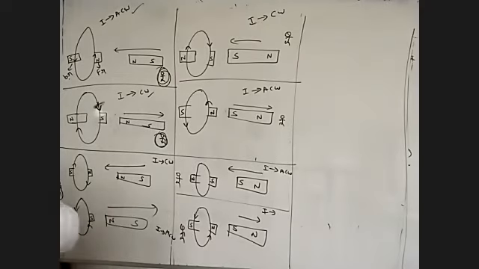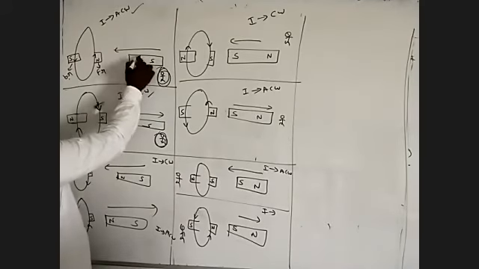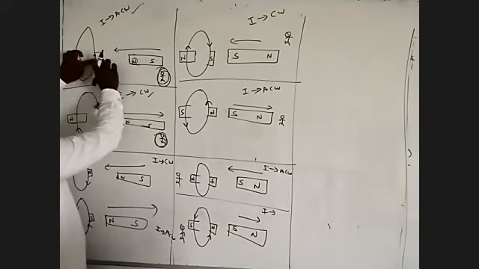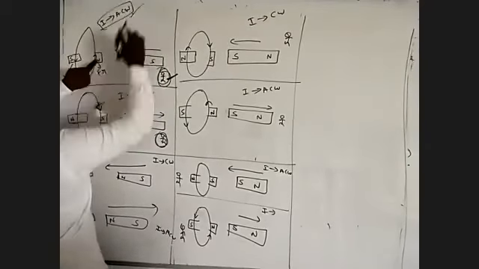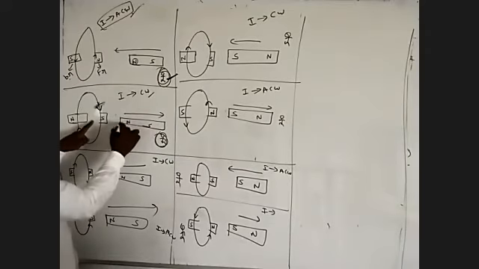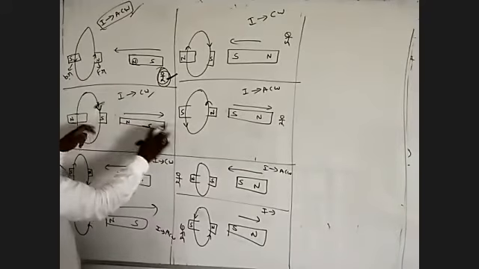Once again, you want to check clockwise and anti-clockwise. Now, the north pole of the magnet is moving towards this direction, which means this side acts as north and this side acts as south. North means the observer is on this side, which means anti-clockwise direction. This is right. Next, the north pole of the magnet is moving away, which means this side acts as south.